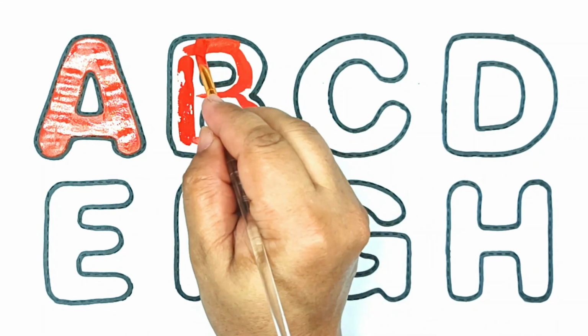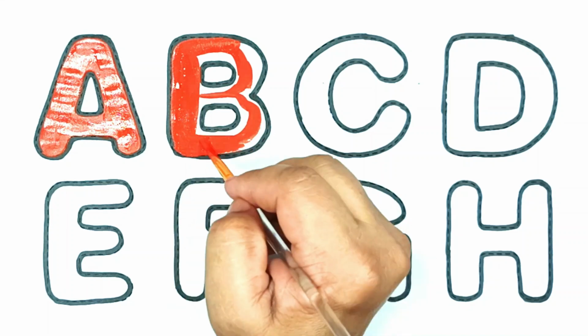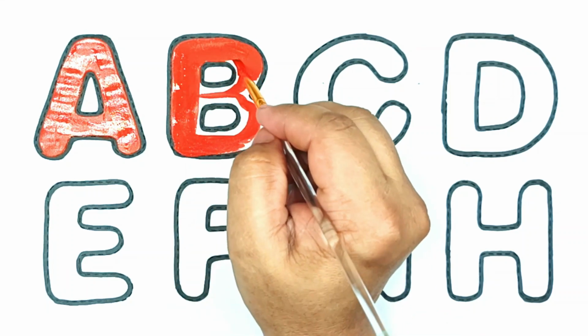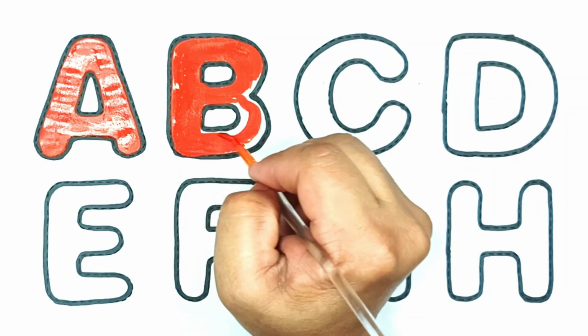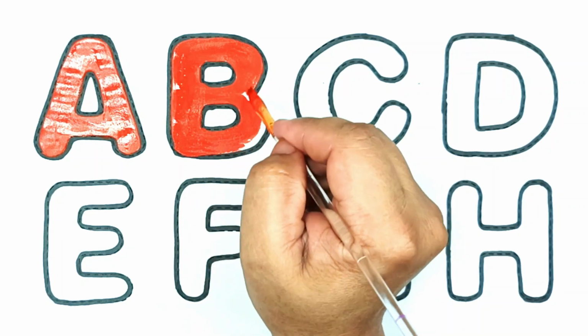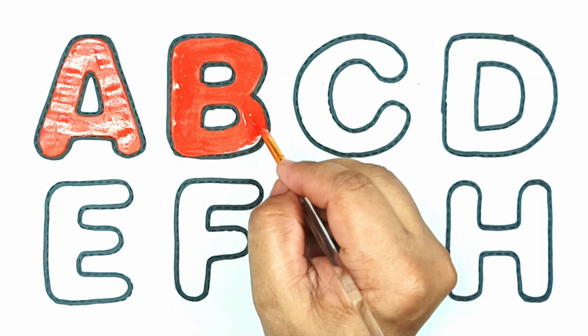B is for ball. B is for bat. B is for banjo, it's loud and it's clear.